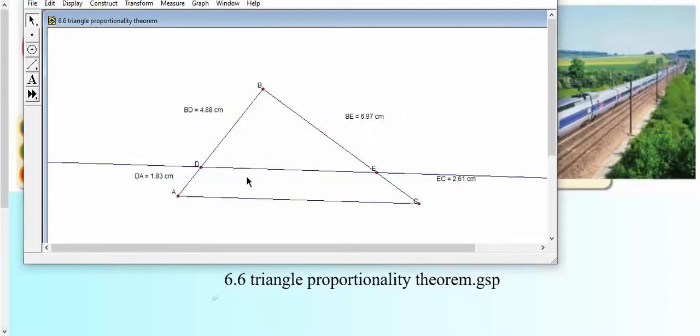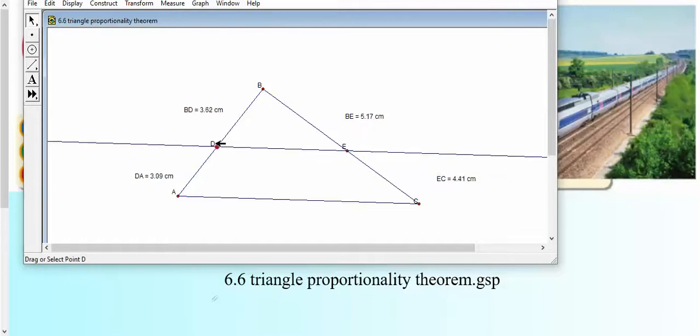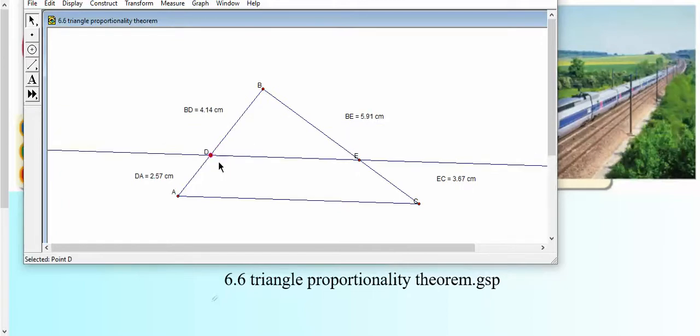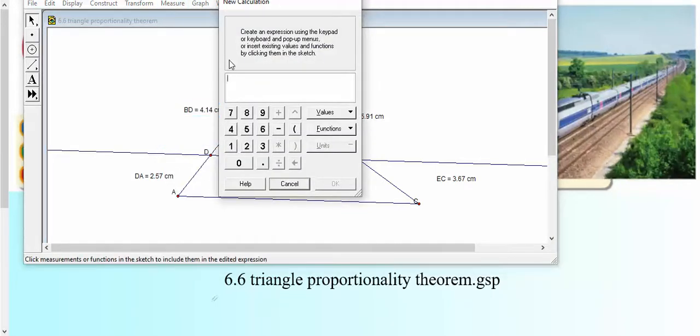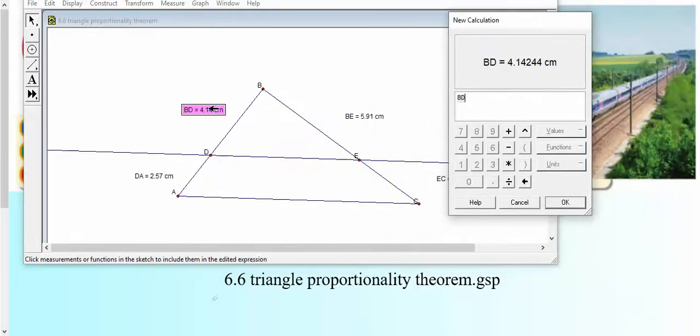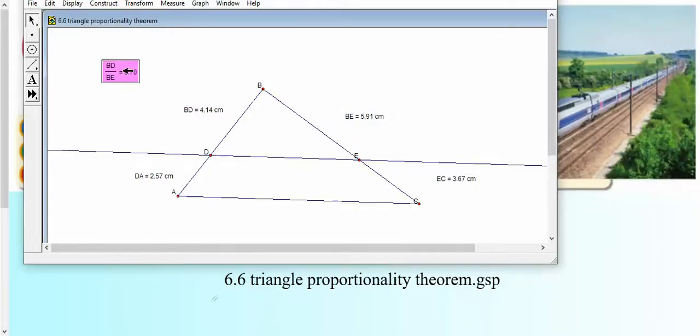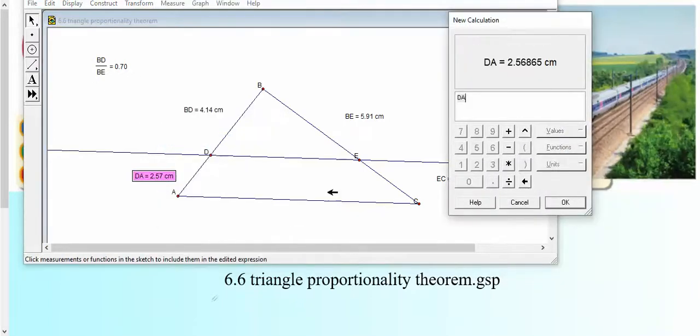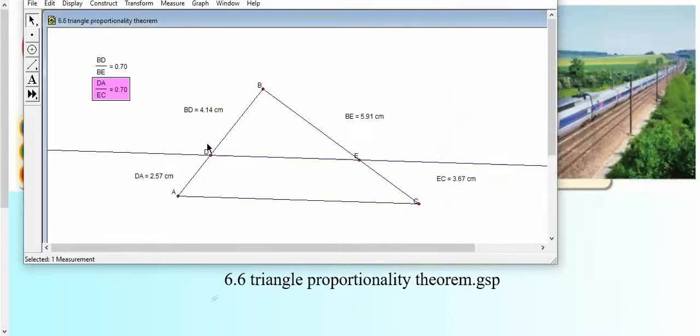All right, here's what we've got going on. I took a triangle and constructed two points, D and E. It doesn't really matter where D and E are, but DE has to be parallel to AC. Let's calculate this divided by this, and then the other one, this divided by EC. You'll notice that it's the same.